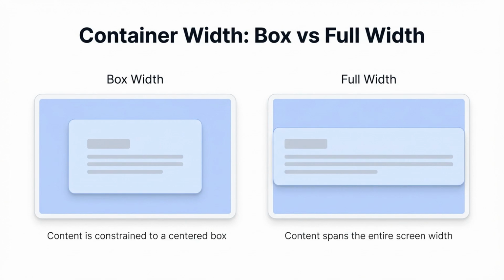Box width keeps your content in a centered column with margins on the sides, good for text-heavy sections. Full width stretches the container all the way to the edges of the screen, ideal for hero sections, banners, and background images. You switch between these in the container's Layout tab under Content Width.